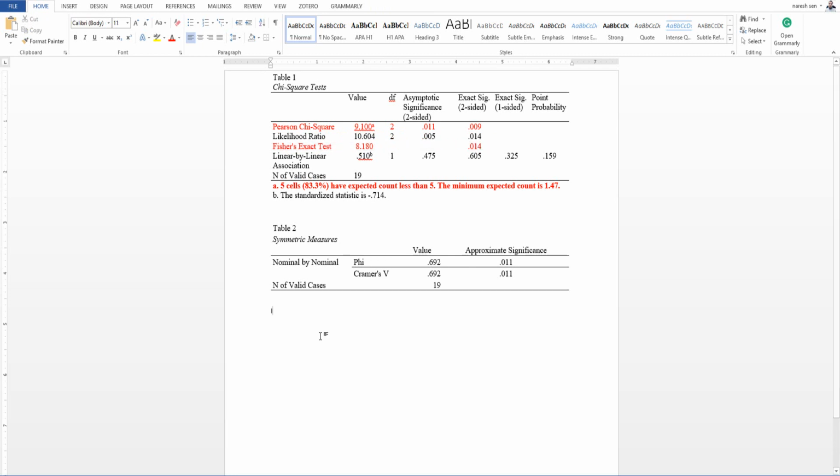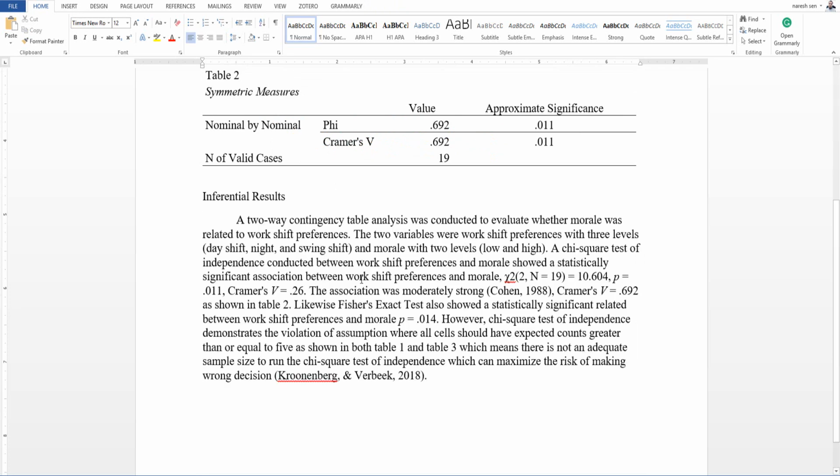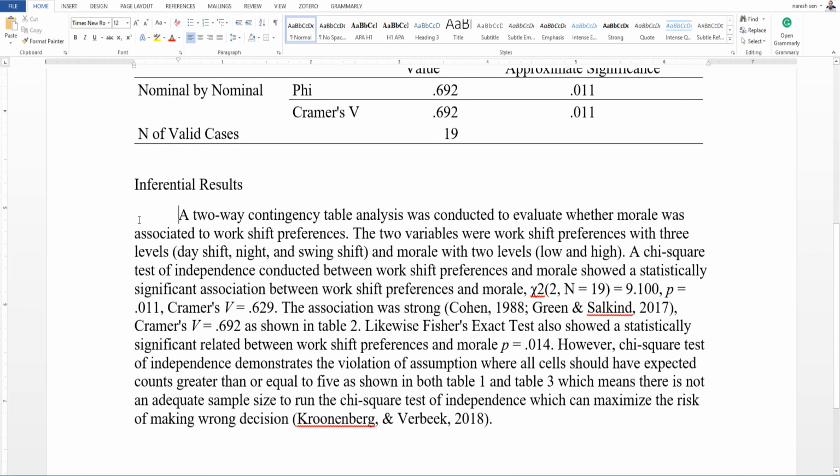So let us put it in writing. If I start typing while recording, I have realized that the timing of the videos goes longer, so I have made it ready and I'm putting it over here. Alright, let us explain our inferential results, where a two-way contingency table analysis was conducted to evaluate whether moral was associated with work shift. Okay, there are these two variables, moral and work shift preference, and the word here is associated. If you have mentioned associated in your research question, do you remember the research question and the hypothesis? Try to reflect the hypothesis over here.